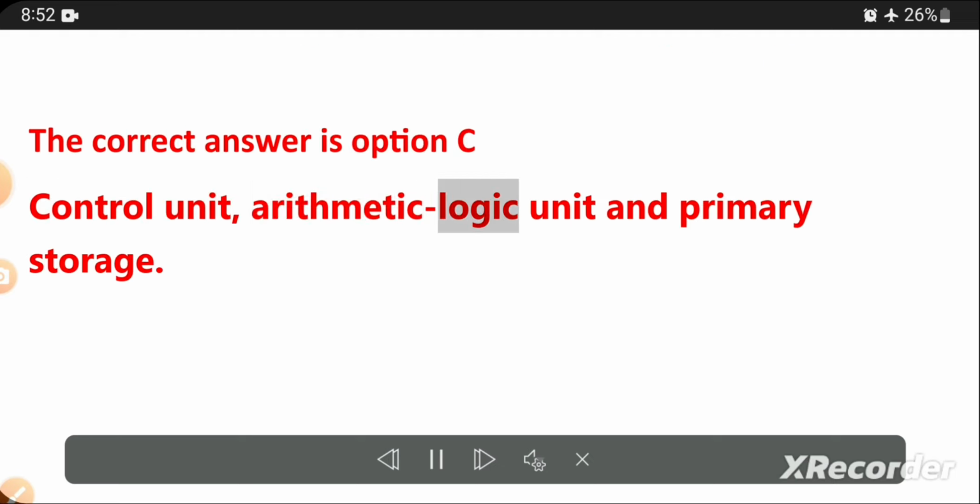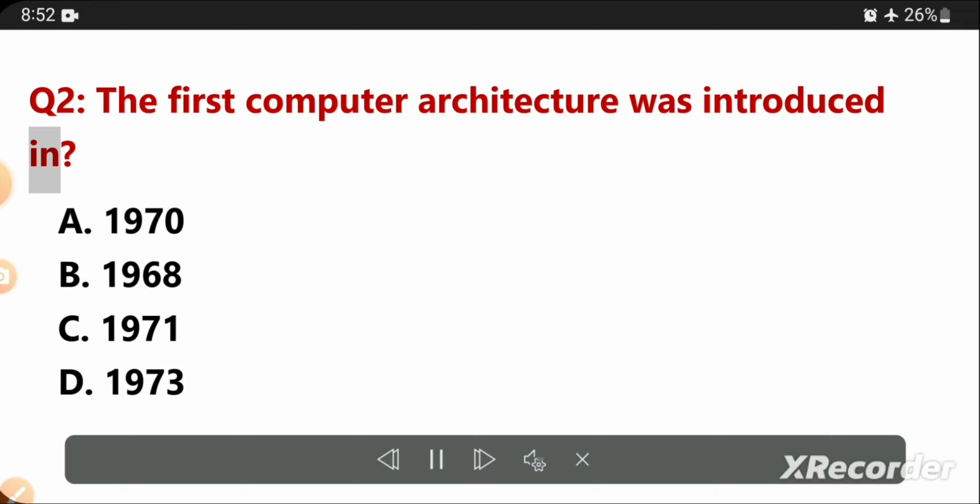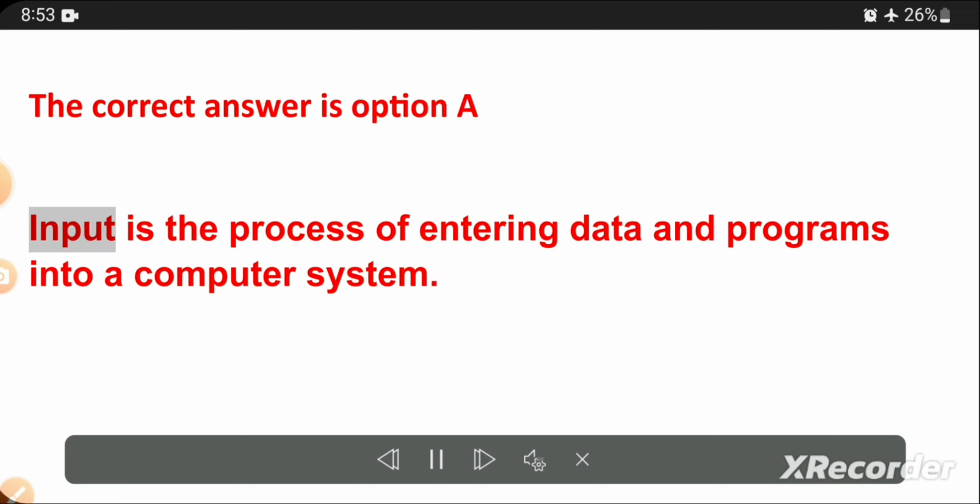Q2. The first computer architecture was introduced in 1970, 1968, 1971, 1973. The correct answer is option A. 1970. Q3. Which of the following is the process of entering data and programs into a computer system? Input, storage, production, program. The correct answer is option A. Input is the process of entering data and programs into a computer system.